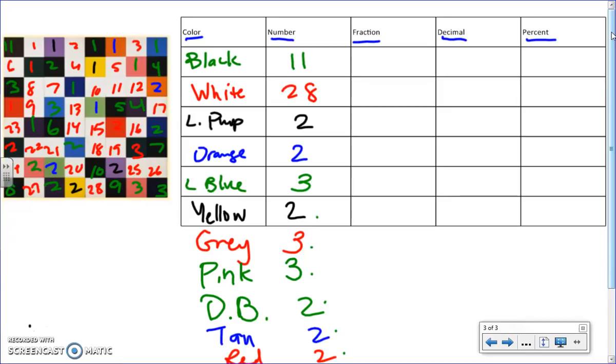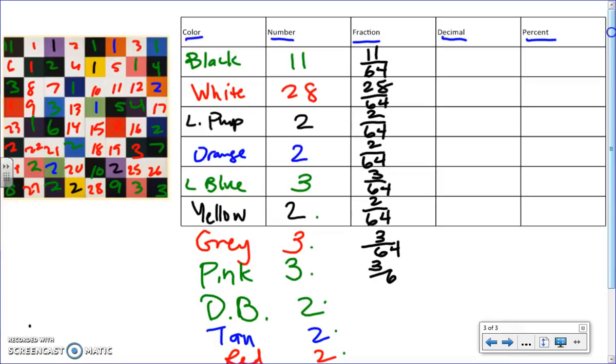Let's write those as fractions. And when we write them as a fraction, I'm going to have those written as a fraction of the whole. So 11 of the 64 squares are black. 28 of the 64 squares are white. 2 of the 64 squares are light purple. 2 of the 64 squares are orange. 3 of the 64 squares are blue. 2 of the 64 squares are yellow. 3 of the 64 are gray.